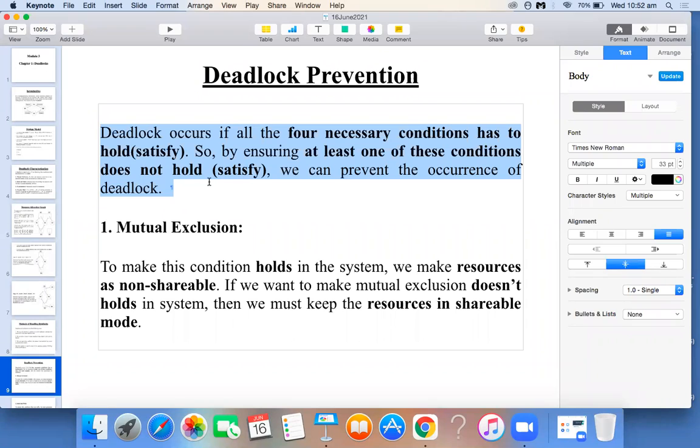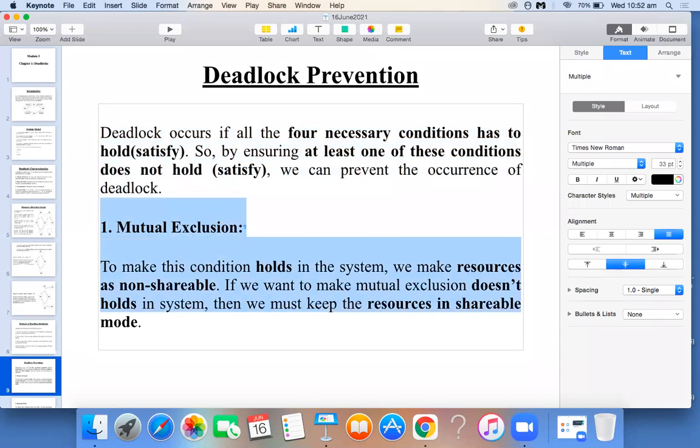Okay, let us understand how we are showing that. The first one is mutual exclusion. What is mutual exclusion? We were using the resource in non-shareable mode, right? Non-shareable mode means only one process is allowed to use the resource because it is non-shareable. Then it results in what?